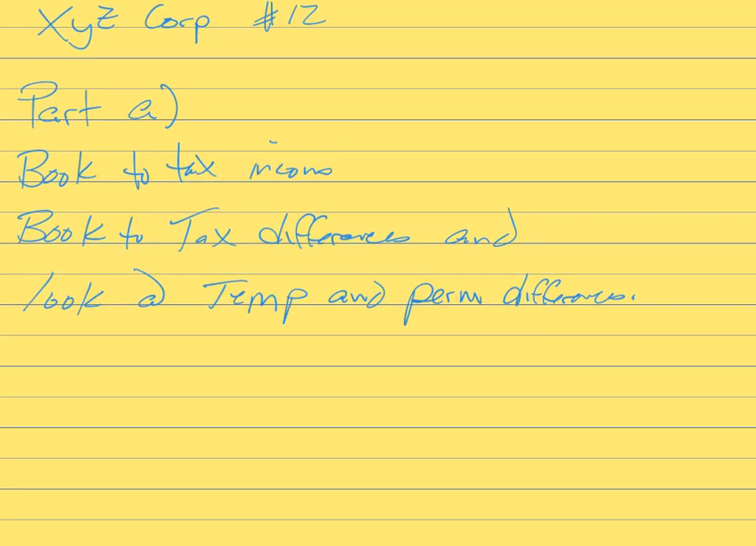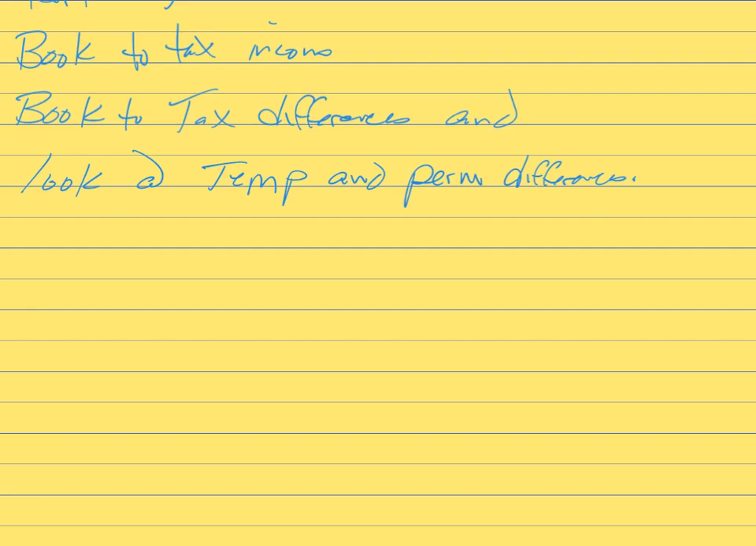Now remember, the book talks about temporary and permanent differences. So remember, temporary differences happen in a year and then reverse over time. So these reverse over time. Depreciation is a great example.